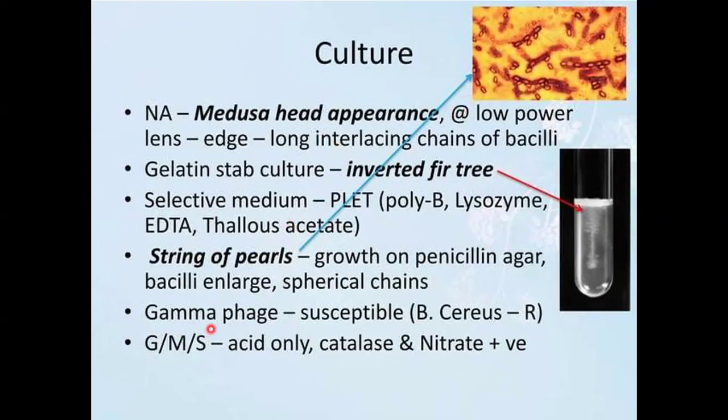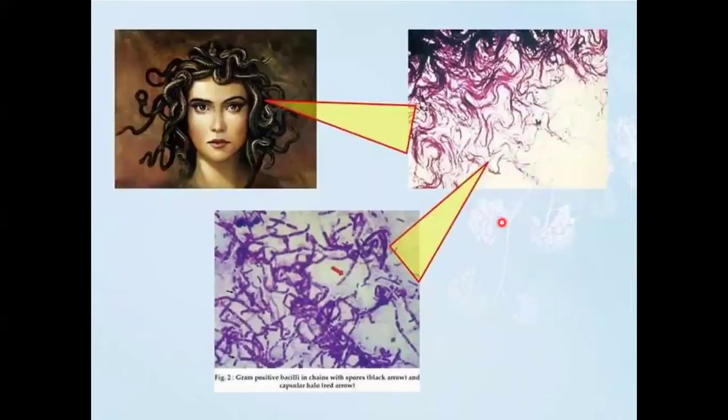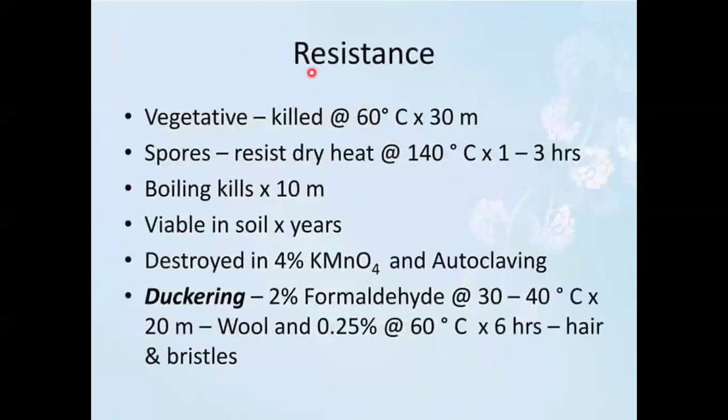Okay. Gamma phage, they're susceptible, but for Bacillus cereus, it is resistant. Gram stain, catalase and nitrate positive. So what I want you to get from this slide is the Medusa head appearance, and that it is both catalase and nitrate positive. Okay. As I had shown you, the Medusa head appearance. And then resistance.